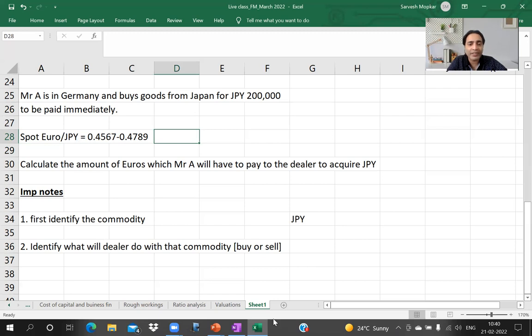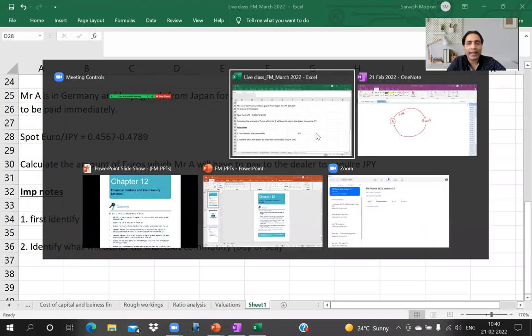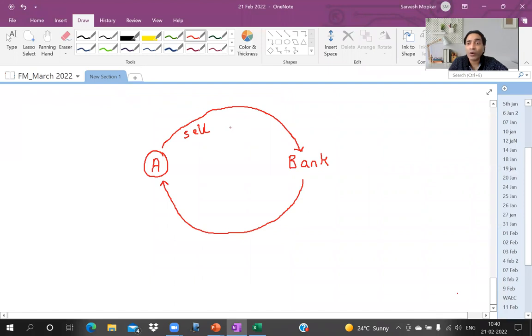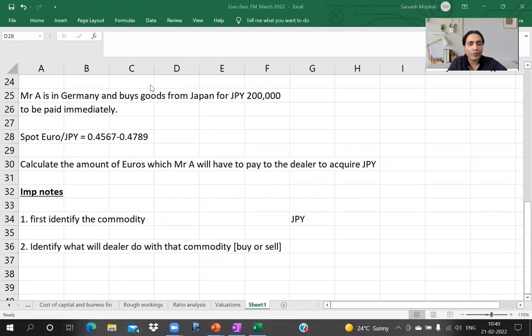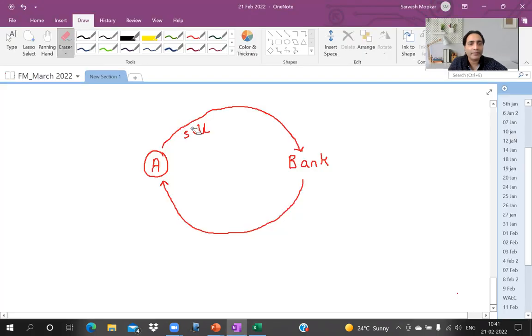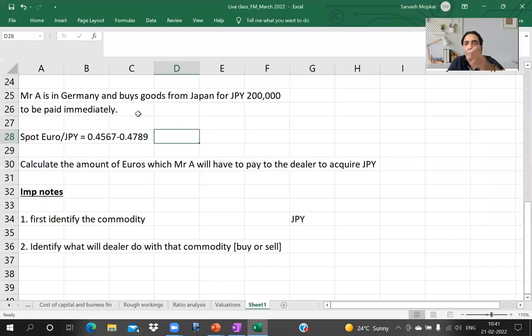Now, is it clear, guys? Is the first step clear? Identification of the commodity. Clear now. Very good. Okay. So what I do is, you can also draw this diagram. A sells what? A is selling what to the bank? What will A sell to the bank? Now, you have to first identify the commodity. The first thing, you have to always identify the commodity and then see what A and bank both are doing with that commodity. Simple. And then we'll narrow down to bank.